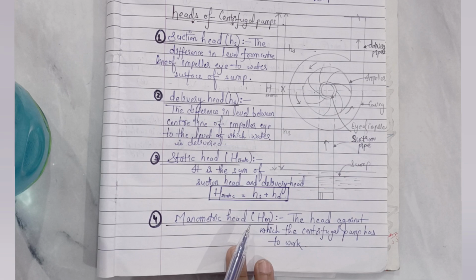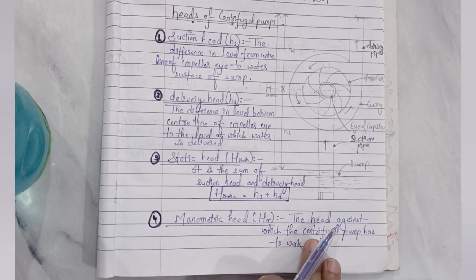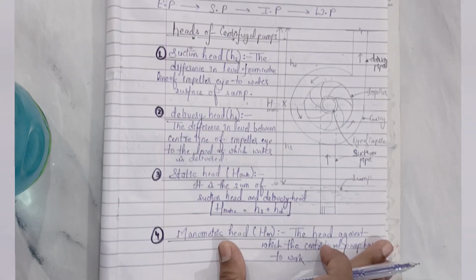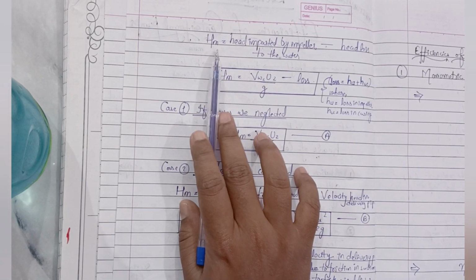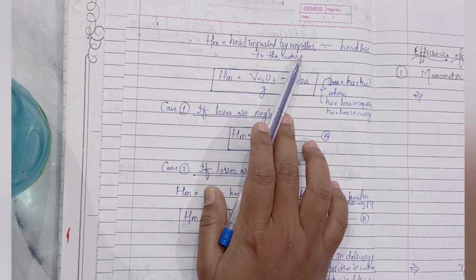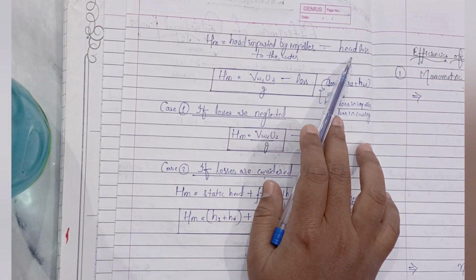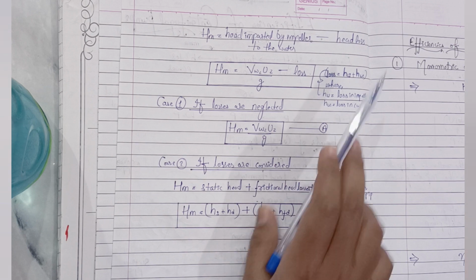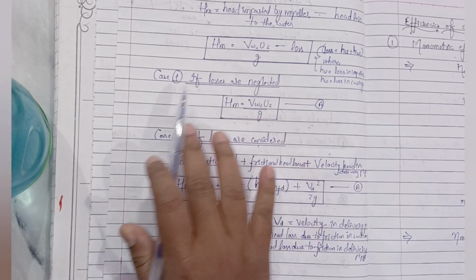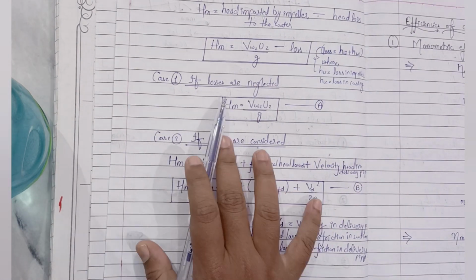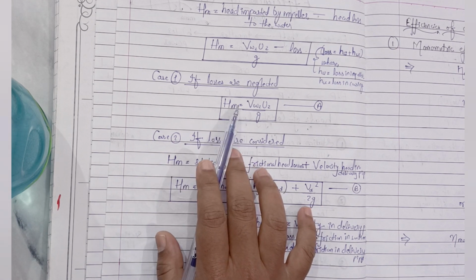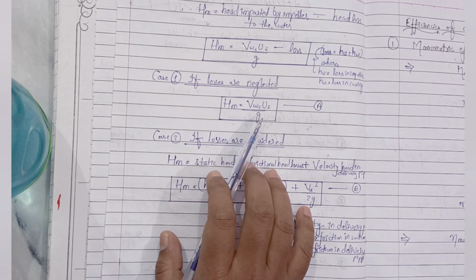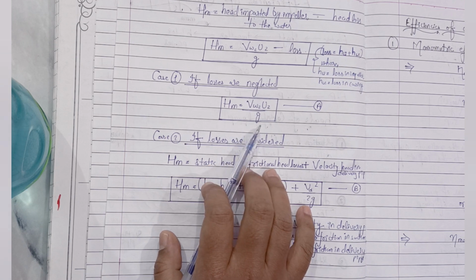So what is manometric head of a centrifugal pump? It is the head against which the centrifugal pump has to work. Your manometric head is equal to the head imparted by the impeller to the water minus the head losses. Loss in impeller and loss in casing will be your head losses. If there are two cases, if losses are neglected, then your manometric head will be equal to the head imparted by the impeller to the water, that is VW2 U2 upon g.